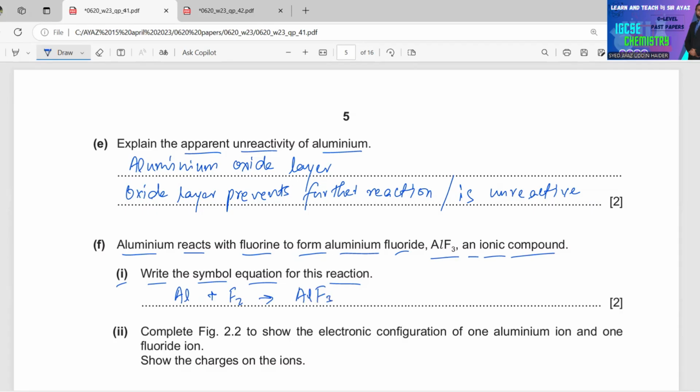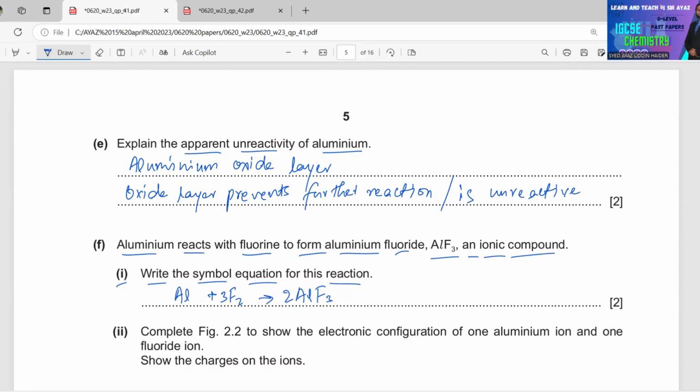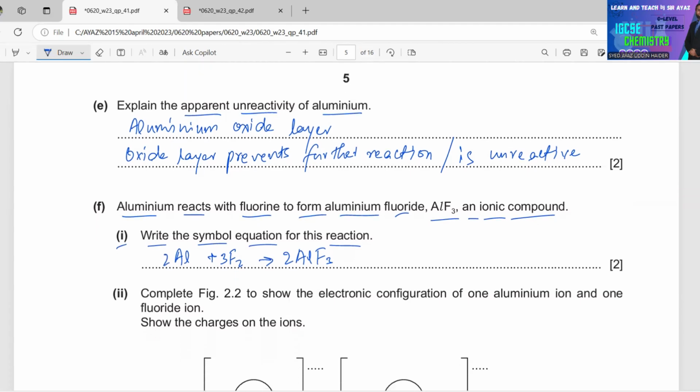Now let's balance the equation. In order to balance the fluorine, if I place 3 before F2, then I need to place 2 before AlF3. This makes 6 atoms of fluorine on both sides. What about aluminum? Aluminum is not balanced. So on the reactant side, you will write 2 before Al. Now it's balanced. Moving to next question.